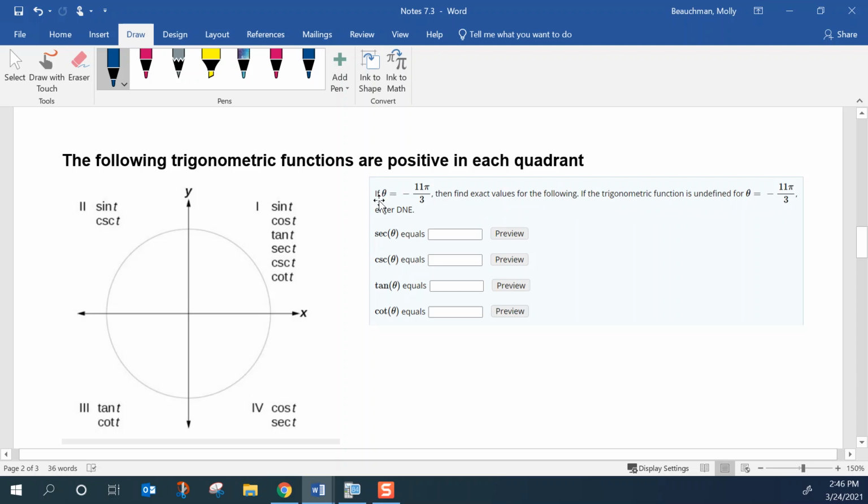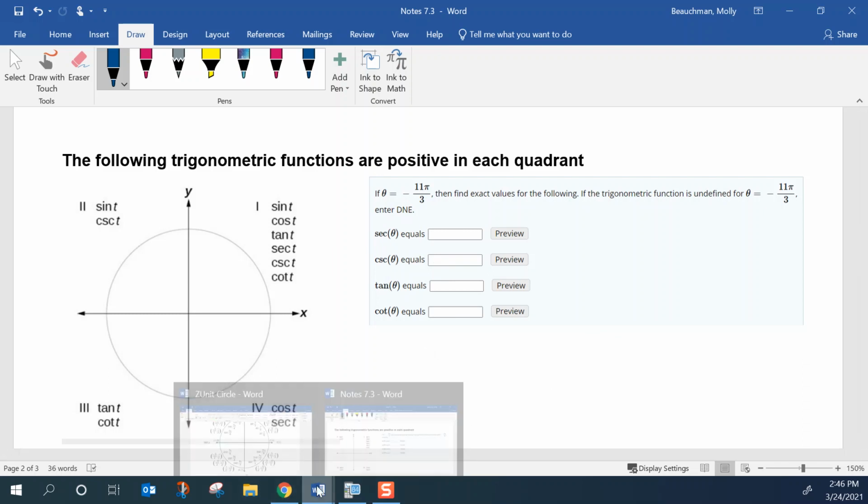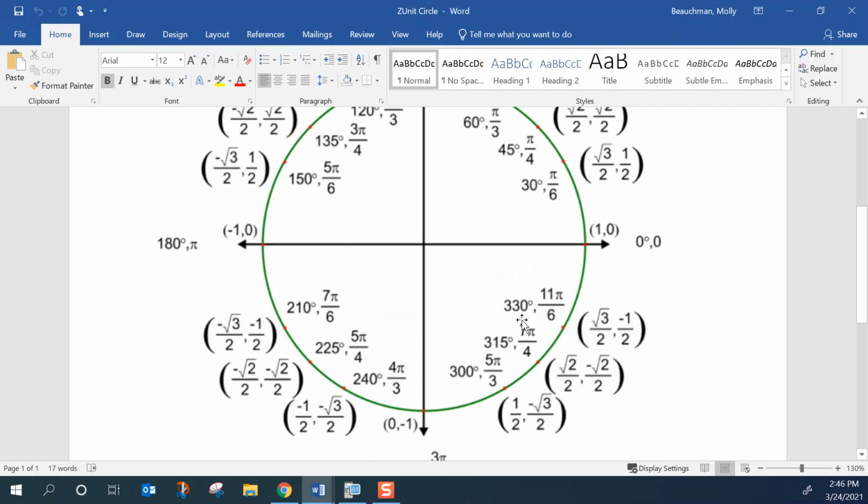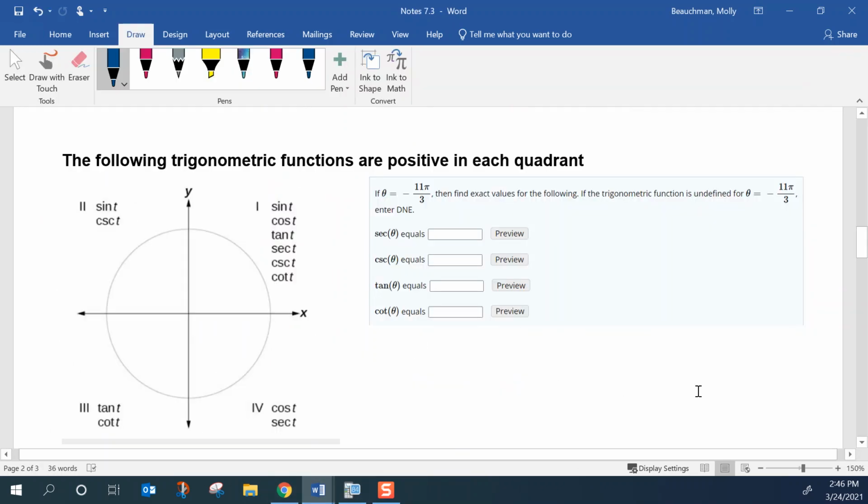So we need to figure out the sine and the cosine of negative 11 pi over 3 so that we can get everything else. 11 pi over 3 is not a value that's on your unit circle. We have 11 pi over 6, but we don't have 11 pi over 3. So we have to find a coterminal angle that is on the unit circle. So what's a value coterminal with negative 11 pi over 3?